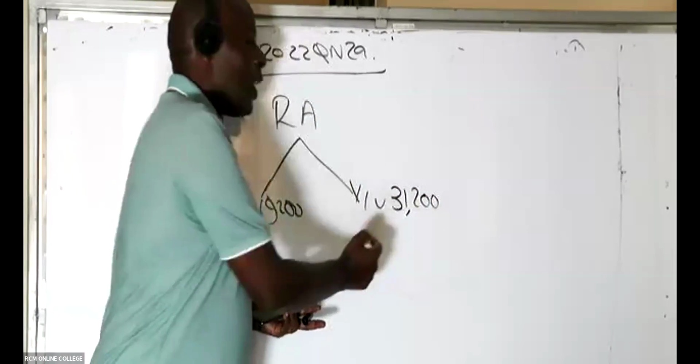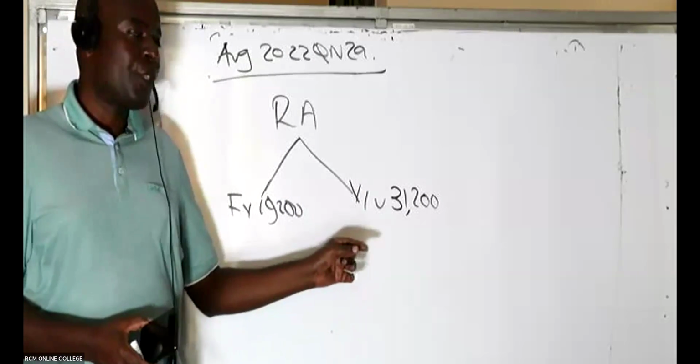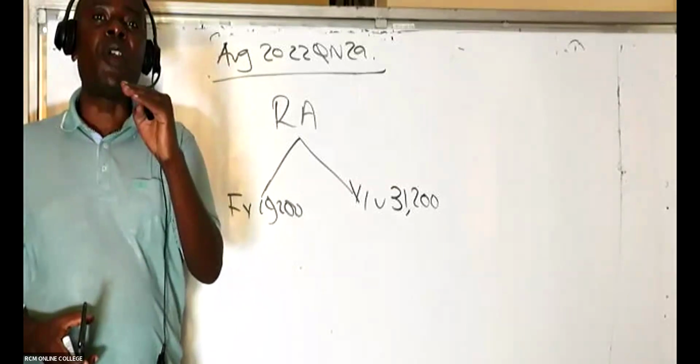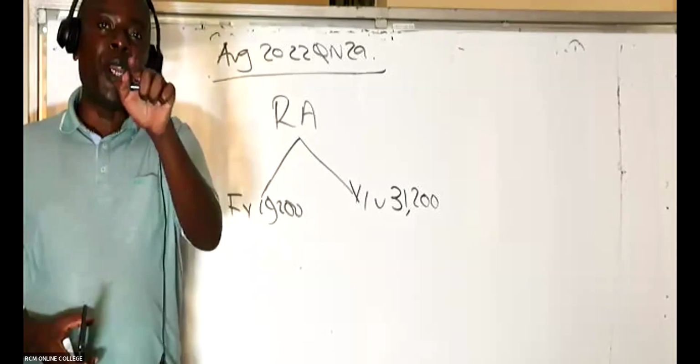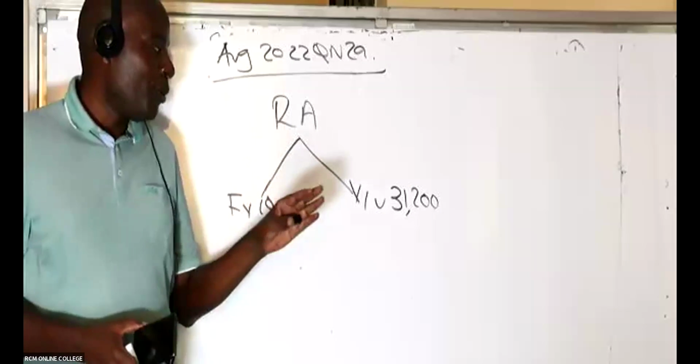This is a very, very lazy examiner. A good examiner, for value in use, should have given you cash flows, and then he should have required you to compute value in use. All right. But seemingly they are good people here.